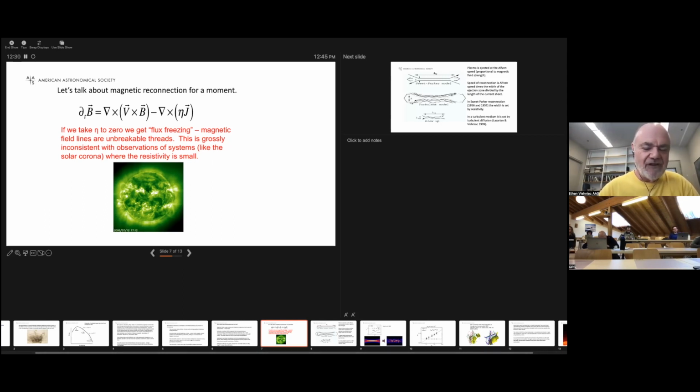The magnetic flux through a fluid element cannot change in time. Magnetic field lines are tied to the fluid elements and vice versa. They are unbreakable threads, and people quote this result and move on, but this is actually grossly inconsistent with what we see both in nature and in numerical simulations.